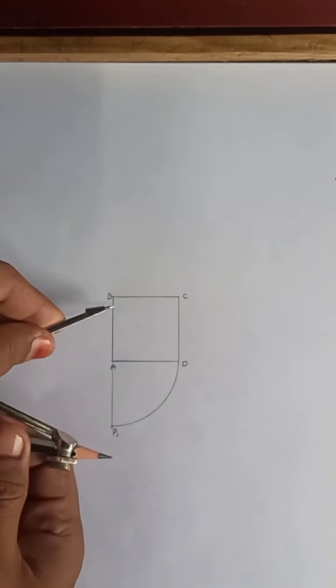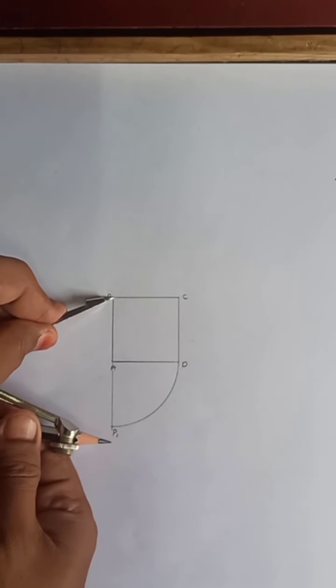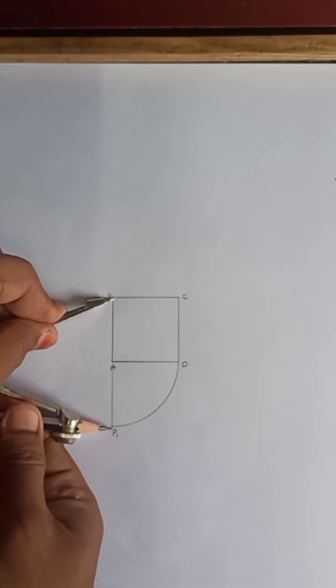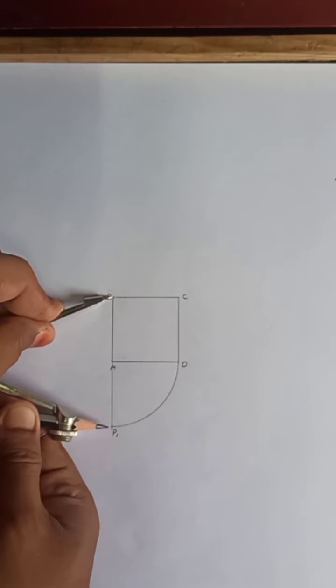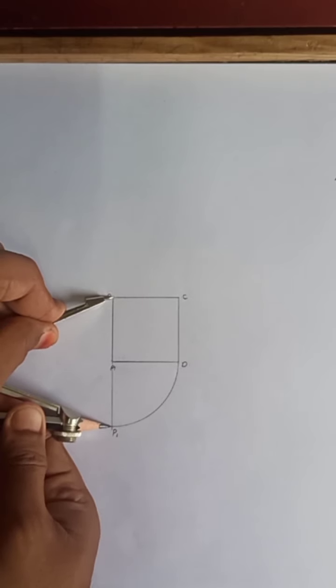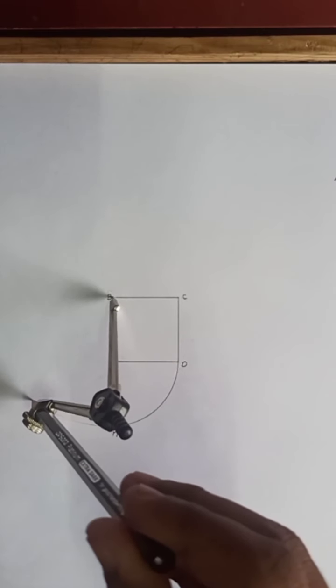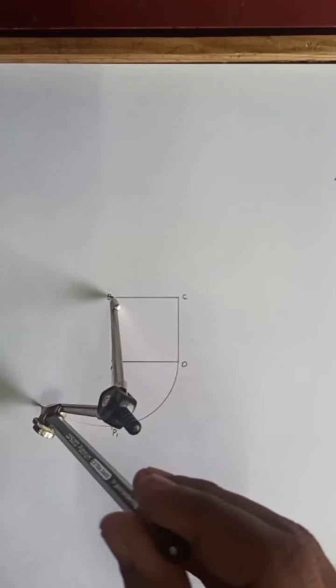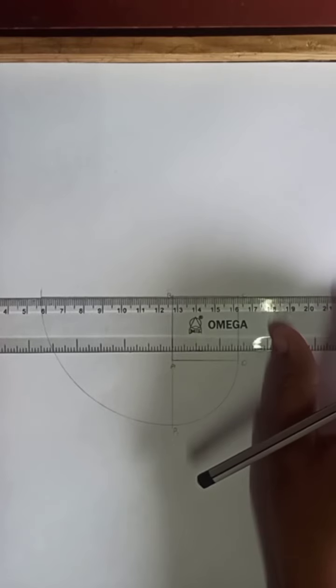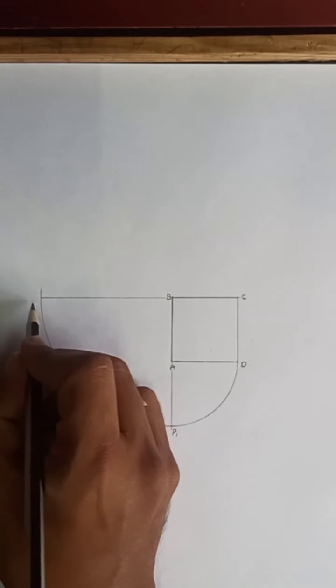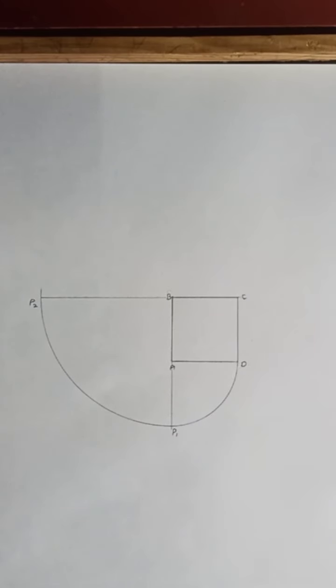The second step here is, taking B as center and BP1 as radius, you need to draw a curve. After drawing the curve, draw a line from C to B and extend the line so that it meets the curve at P2.